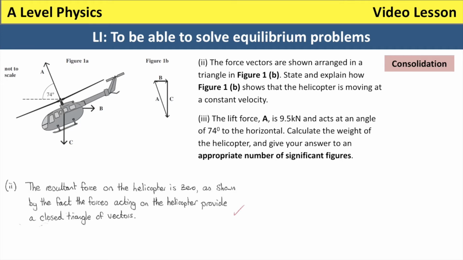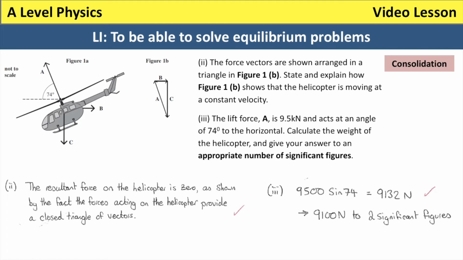Part 3. The lift force is 9.5 kilonewtons and acts at an angle of 74 degrees to the helicopter. We've been asked to calculate the weight of the helicopter and give our answers to an appropriate number of significant figures. Well, if we consider equilibrium in this case, then what is balancing the weight is the vertical component of that lift force. So to work out the vertical component of that lift force, I would do 9.5 kilonewtons multiplied by sine 74. I'm using sine 74, of course, because I'm working out the opposite side of that right angle triangle.